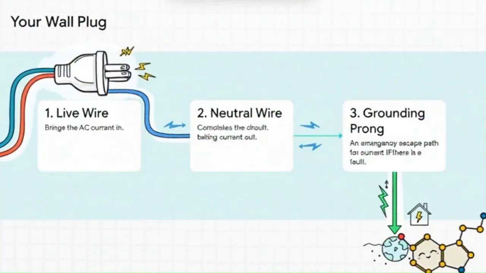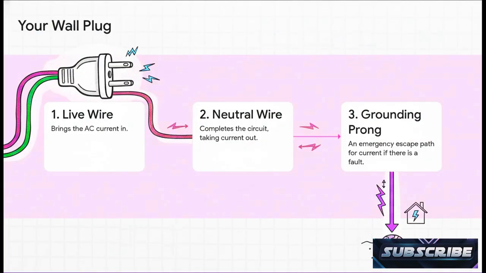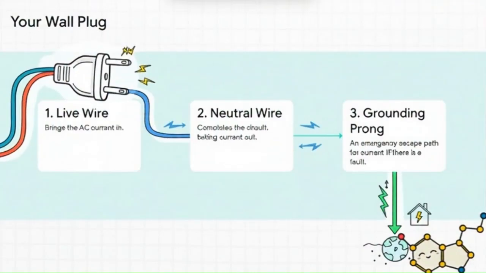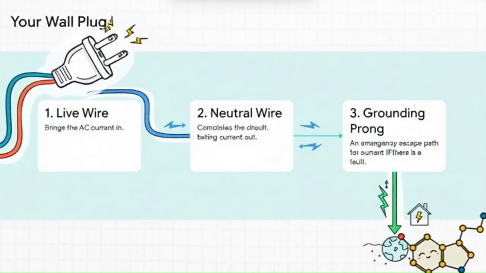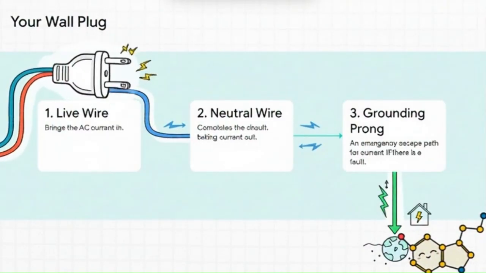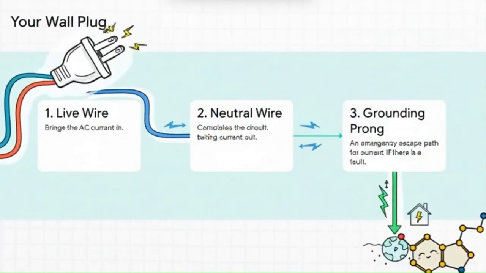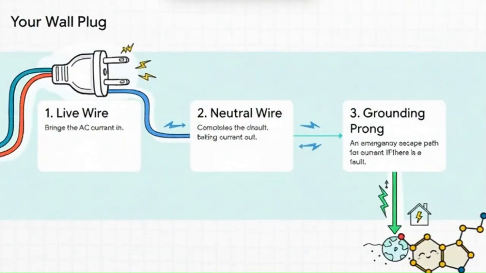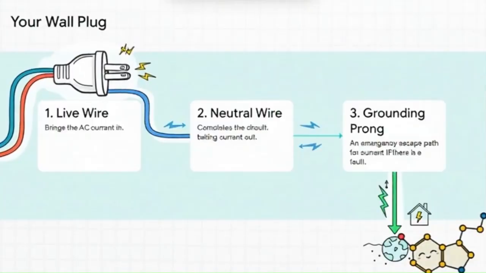But that third, roundish prong, that's the ground wire. Think of it as an emergency exit. If something goes wrong and electricity is leaking, the ground wire gives it a safe, easy path down into the earth instead of through your body.